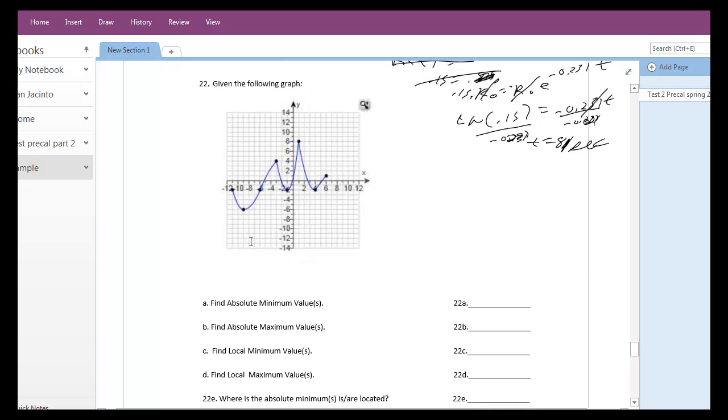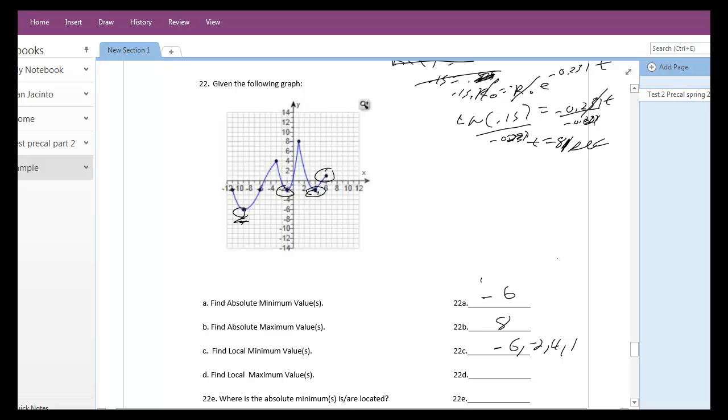Find absolute minimum values. We know we have one absolute minimum. What is the value? The value is minus 6. Find the absolute maximum value. The maximum value is 8. Find the local minimum values. Everybody's local, that's low. So I have a minus 6. I have a minus 2. I have a 4. And I have a 1. All of these guys right here are my local minimums, right?